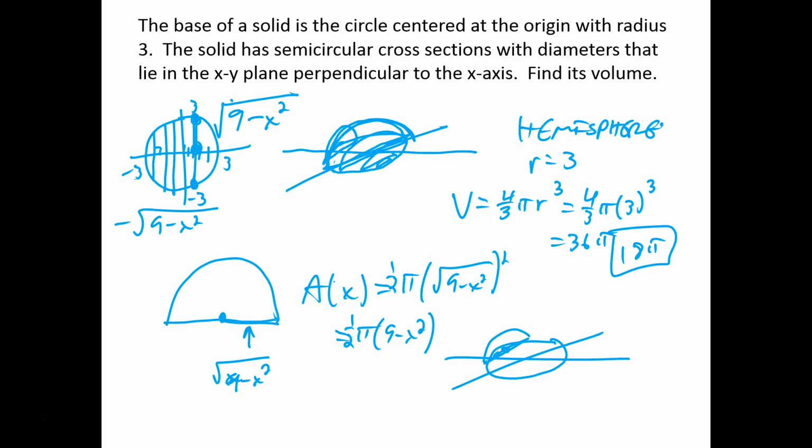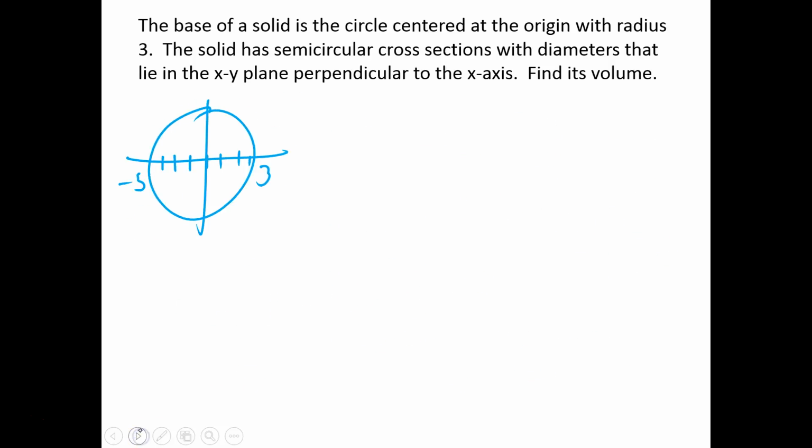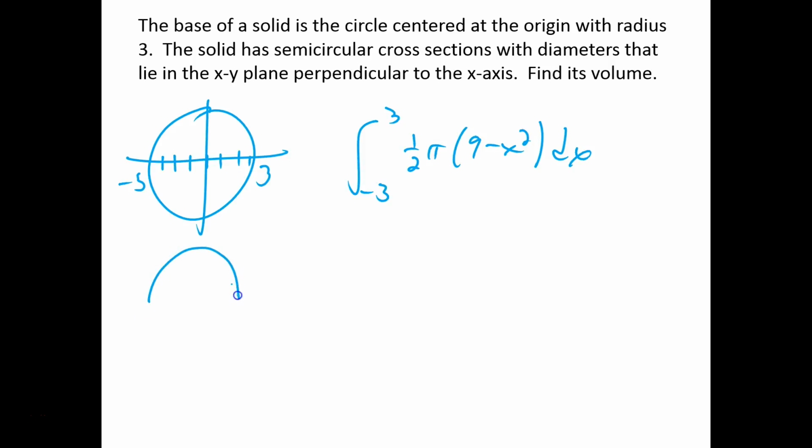So if I want to find the total volume, I just integrate. We're going to integrate from negative 3 to 3. Each one of those x values has a semicircle, and the area we just found is 1/2 pi times 9 minus x squared dx. So that's our integral of the area of a single cross section, because you know that radius was the square root of 9 minus x squared. And now we just do the antiderivative. So pull out the 1/2 pi. Negative 3 to 3, 9 minus x squared dx.